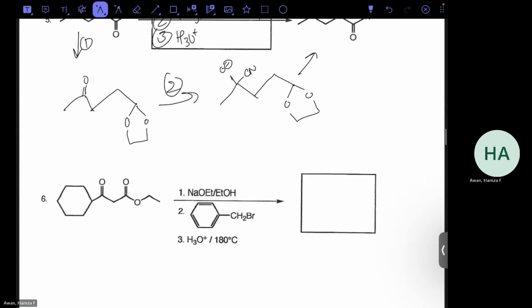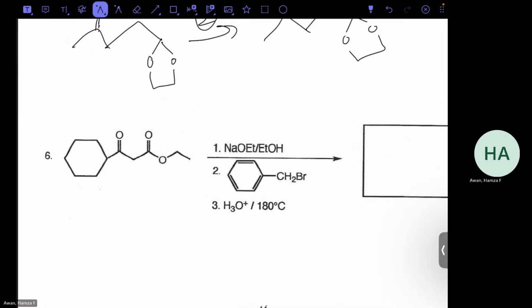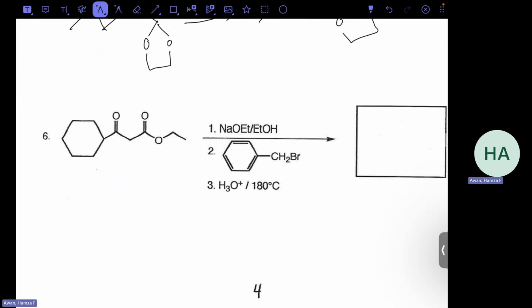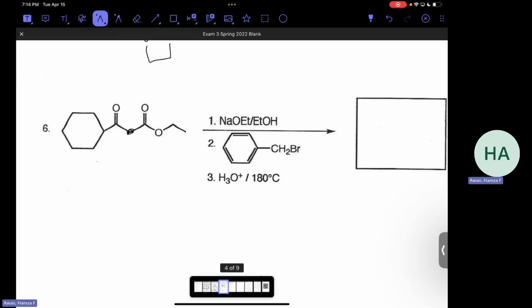All right. So final problem. All right. So in this problem, we have the beta keto ester.